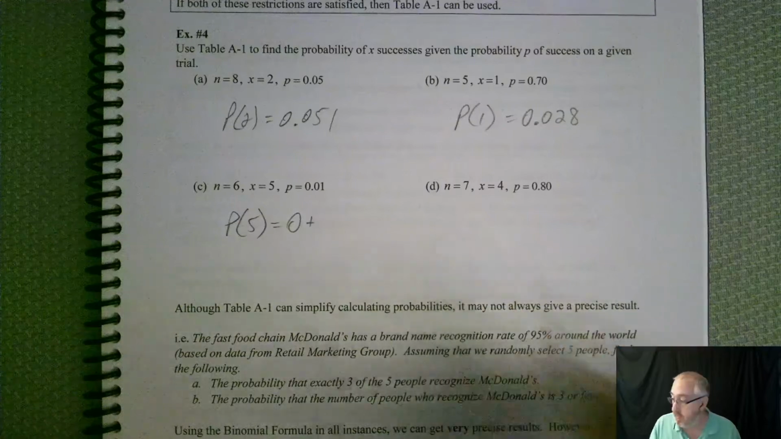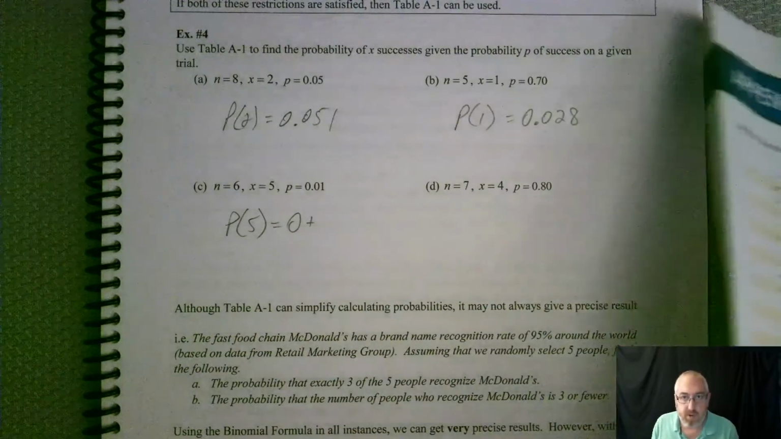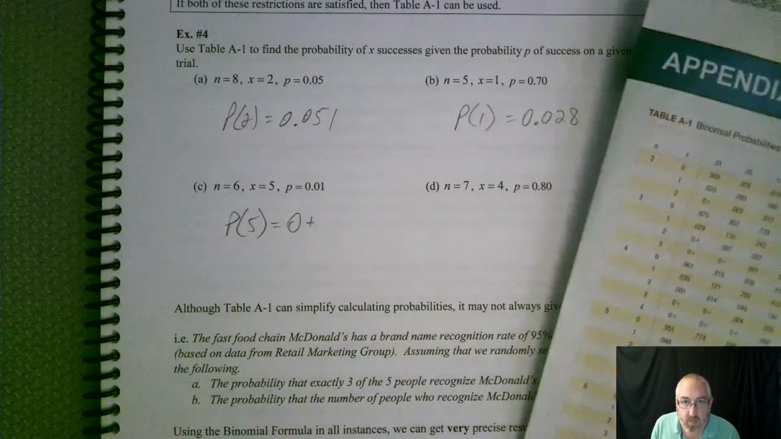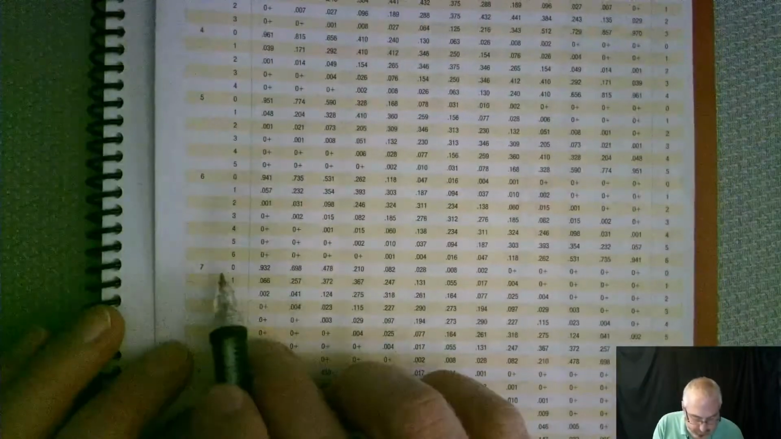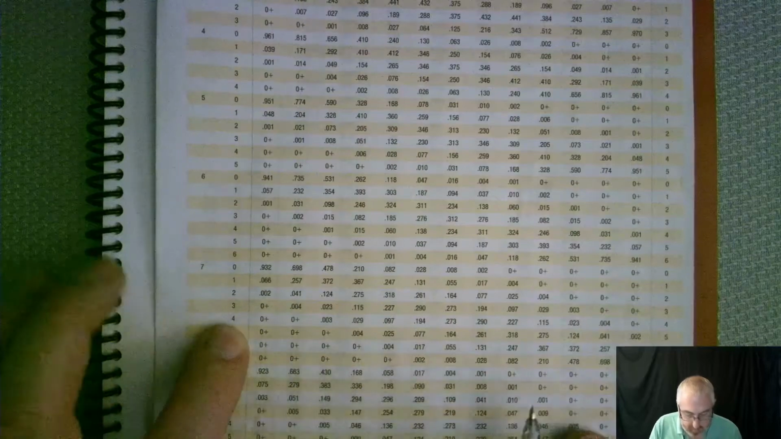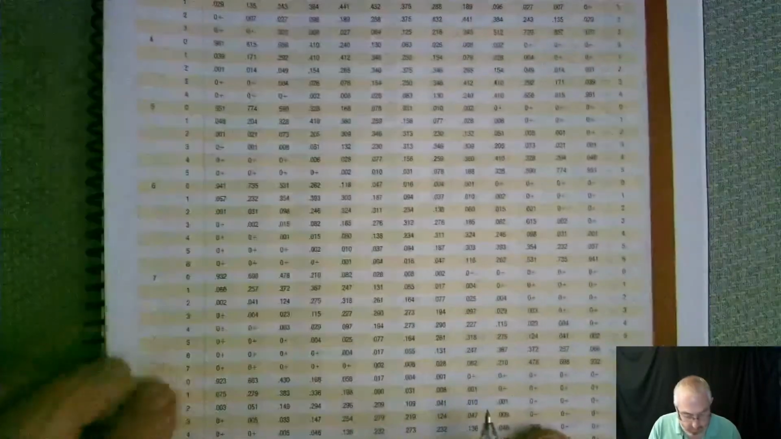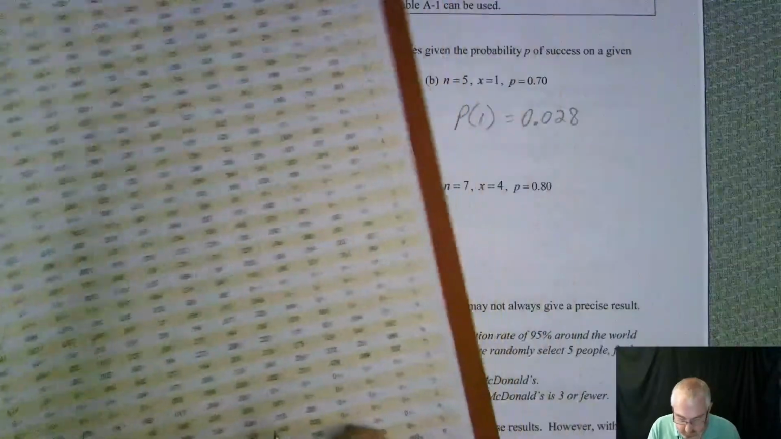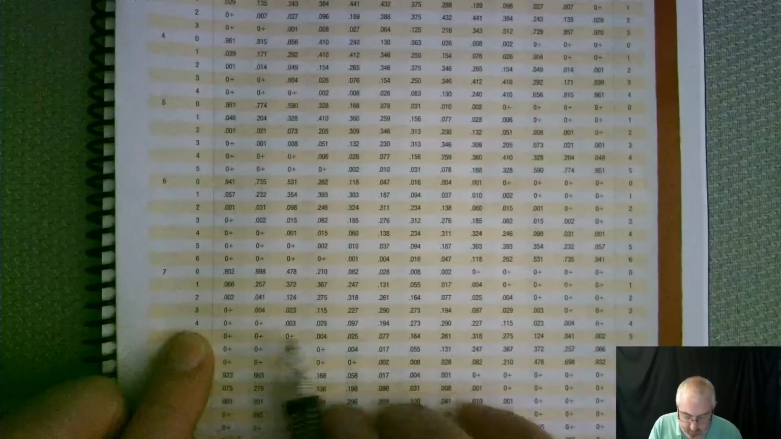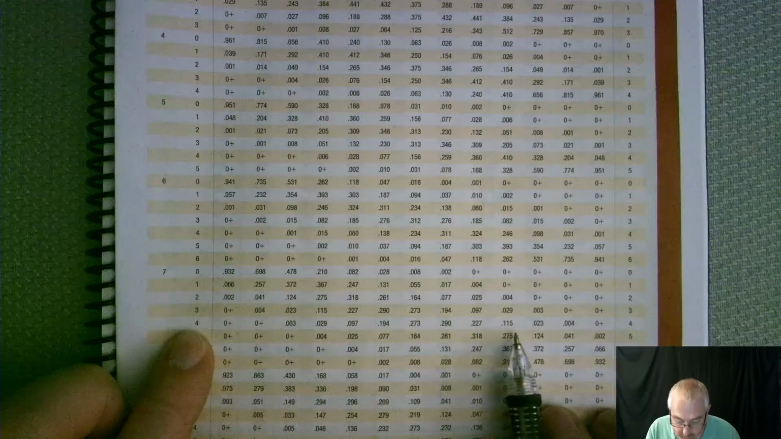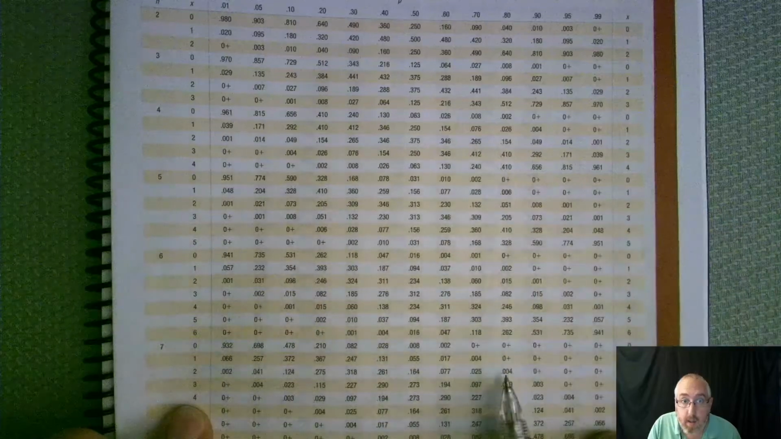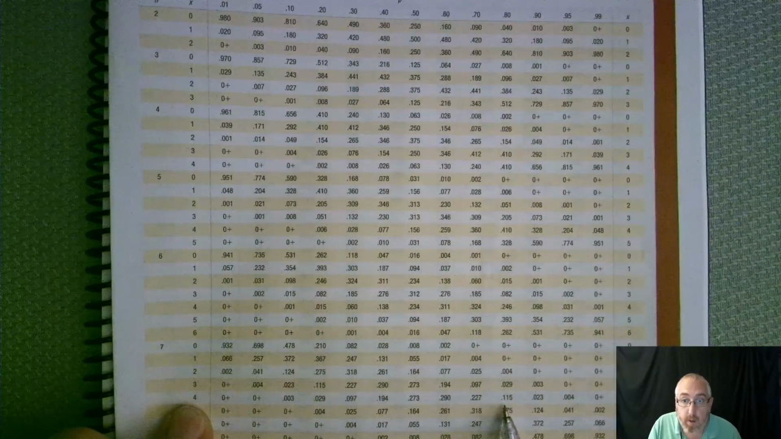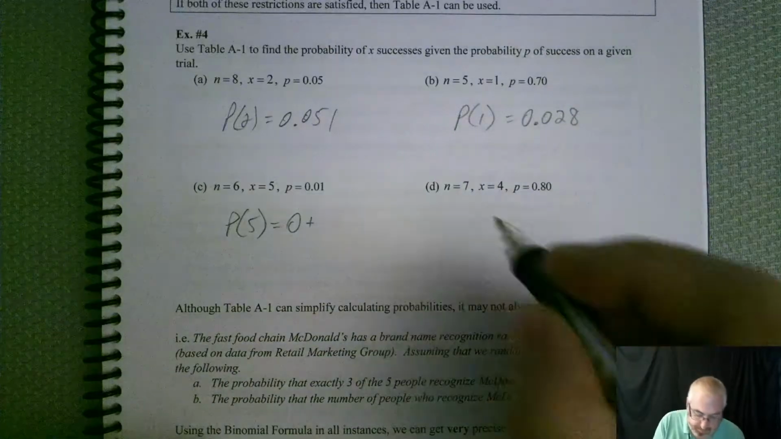Let's take a look at the next one just to make sure we got it. So n is 7, x is 4, and p is 0.80. Okay, it looks like we're going to be right here. Again, 0.80 is right there. So the probability is 0.115.